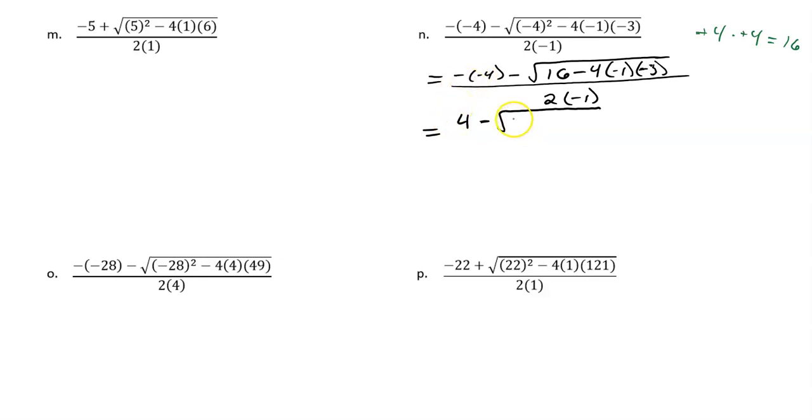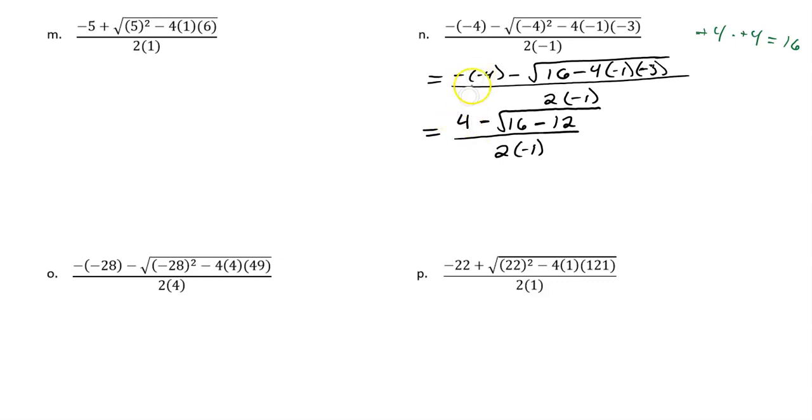Then inside I'm going to have 16. And I have all this multiplication. So I have a minus times a negative times a negative. And that's like 3 negatives. So I know my answer is going to come out to be negative. And then I can deal with the values. 4 times 1 is 4. And then 4 times 3 is 12. So we're getting there. We're slowly breaking this down.